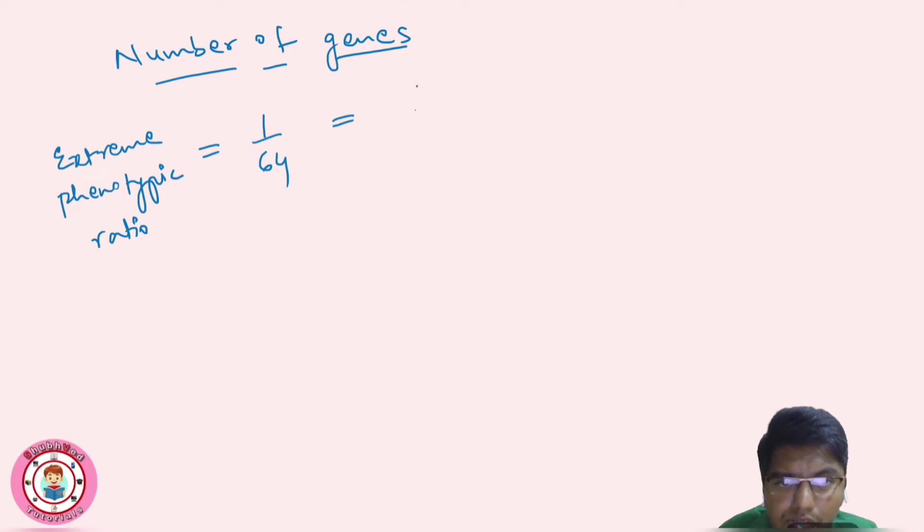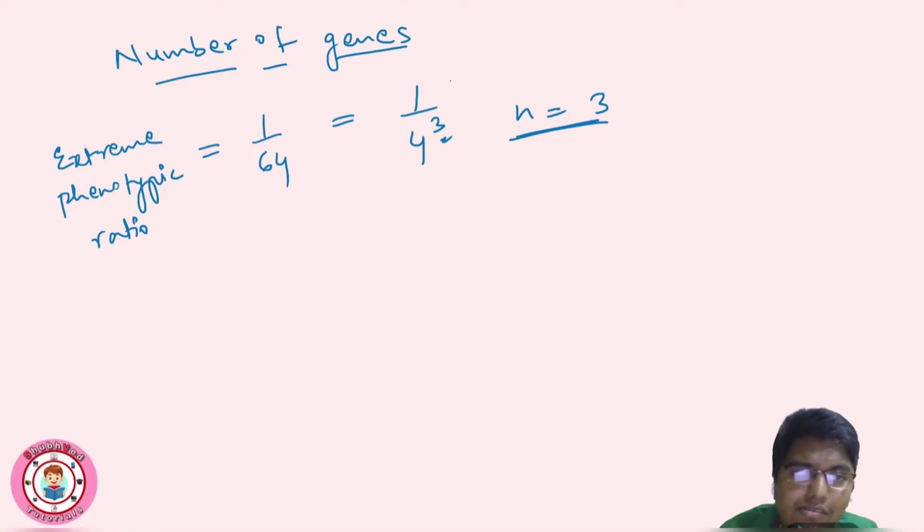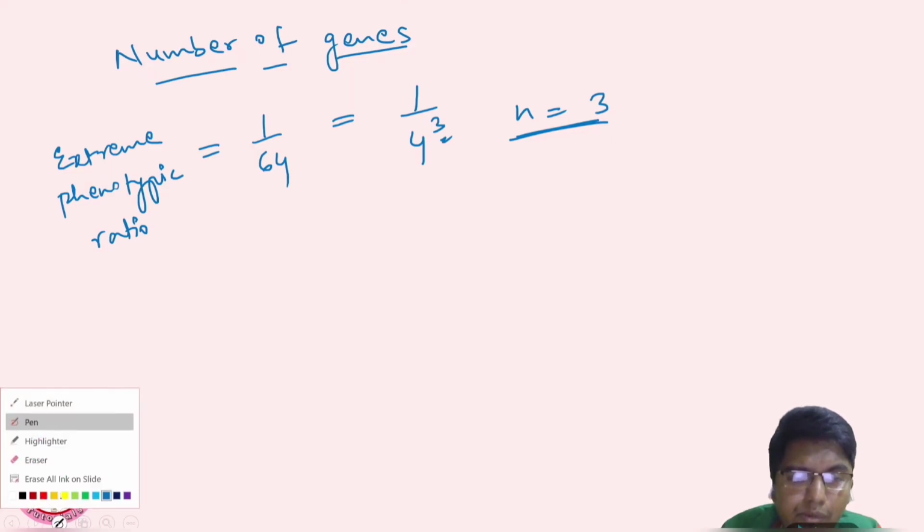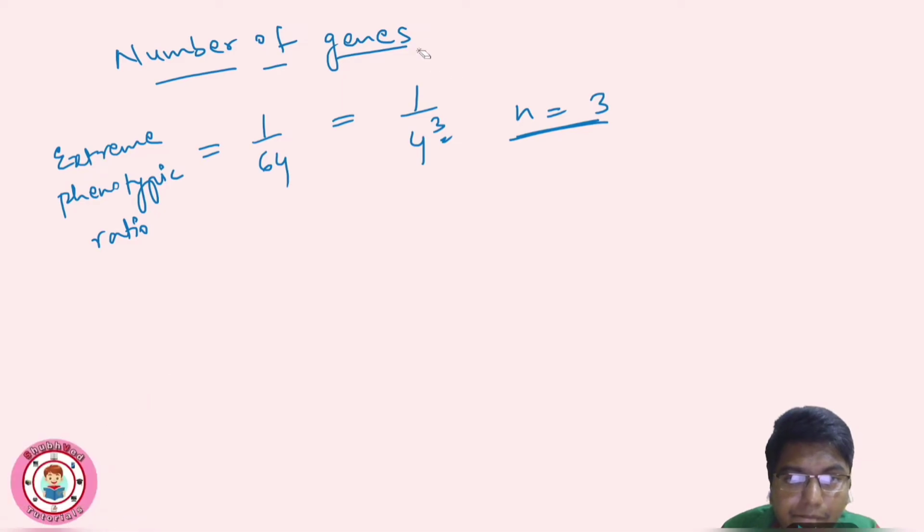Okay, so 1/64 is what? 4 to the power 3. So this 3 means 3 genes are involved for this trait. Okay, number of gene pairs, it is better to write gene pairs here.